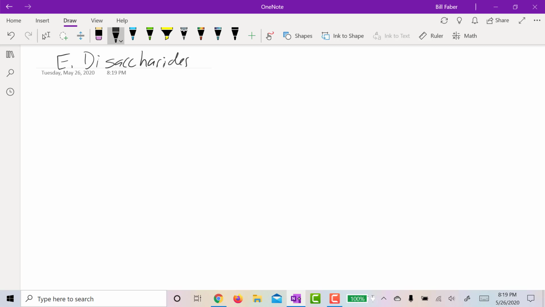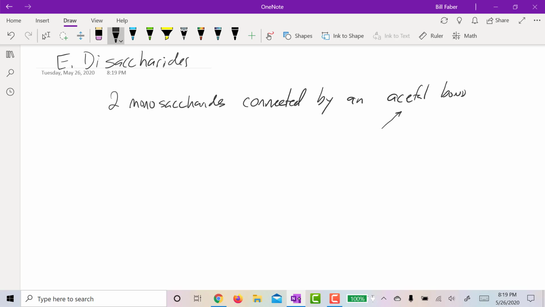The bond that actually connects them is what we call an acetyl group, okay? And so these are two monosaccharides connected by an acetyl bond. And remember, in order to form an acetyl, what you have to do is take a hemiacetyl plus, in order to get to an acetyl, another alcohol. Okay, you should know that.